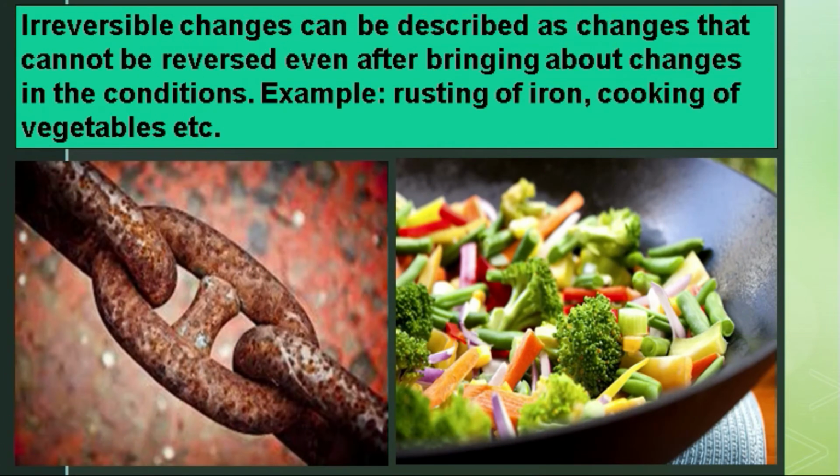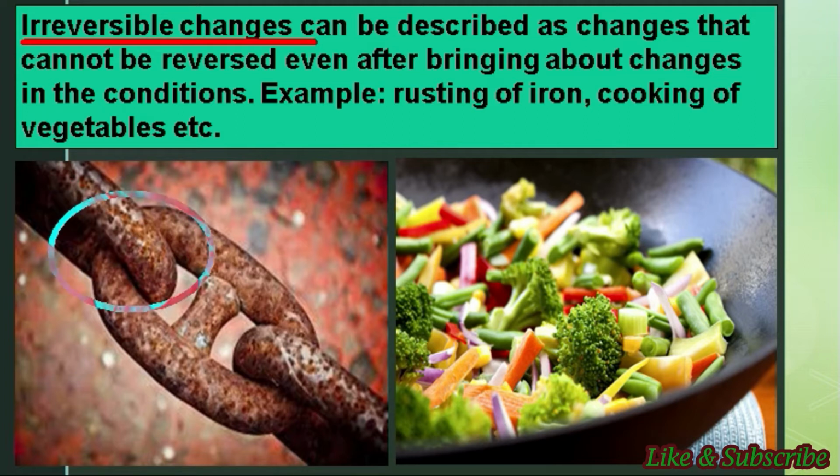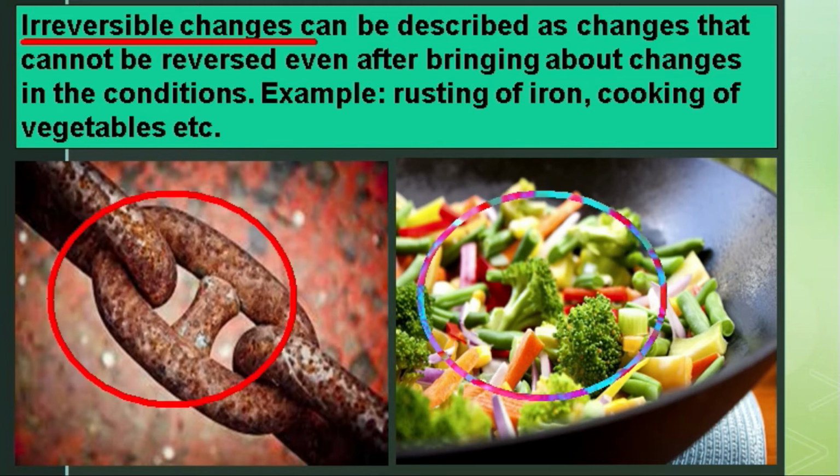Now students, the next kind of change is irreversible change. Students, an irreversible change is a permanent change, and students, these changes cannot be undone. Means these changes cannot be reversed. And students, here in these changes always new substances are formed. For example, rusting of iron, cooking of vegetables.